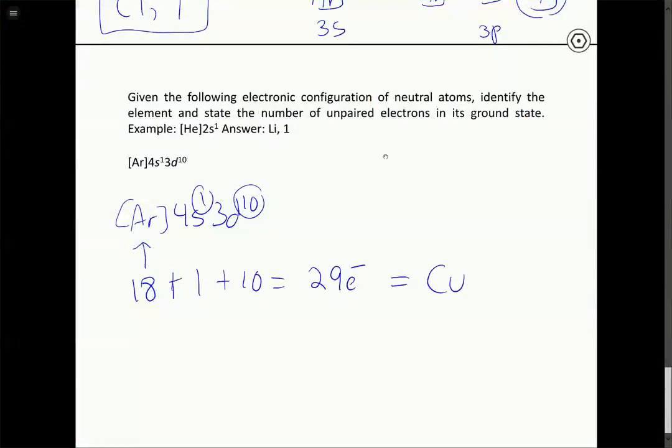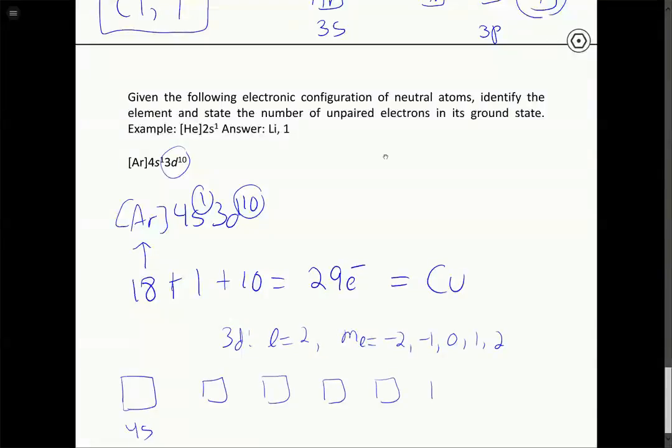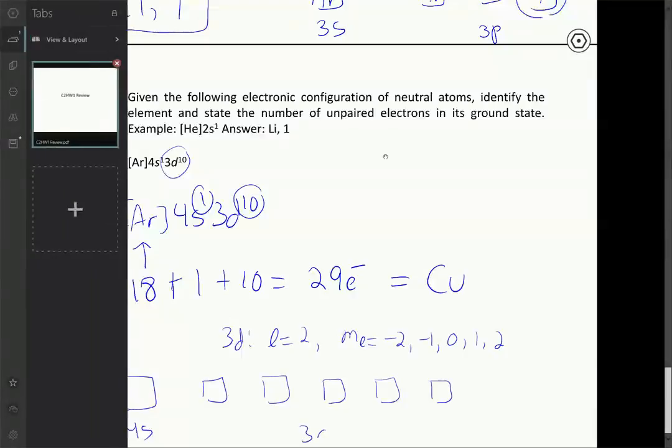But so now we know we have identified the element, but we still have to go through and figure out how many unpaired electrons there are. So we have the 4s subshell, and then remember for 3d, we have L equals 2, M sub L is equal to -2 all the way to +2. So there's going to be a total of 5 3d orbitals. And we know that in a 3d subshell there's a maximum of 10 electrons, which means there's 5 orbitals. So we have 5 degenerate 3d orbitals that we're also going to populate with electrons.